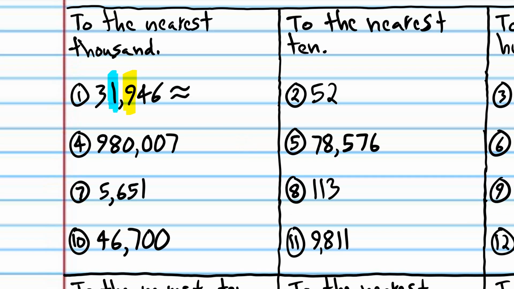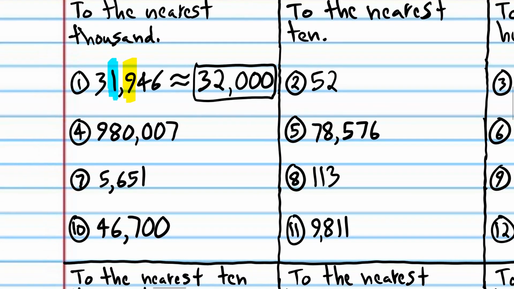We're going to write an approximately equal sign. Remember the approximately equal signs? That means it's not exactly equal to, but it's approximately equal to. And so we're going to round the blue number. We're going to make the blue number go up 1. And then all the other numbers are going to go to 0. It's that simple. Rectangle your answers.